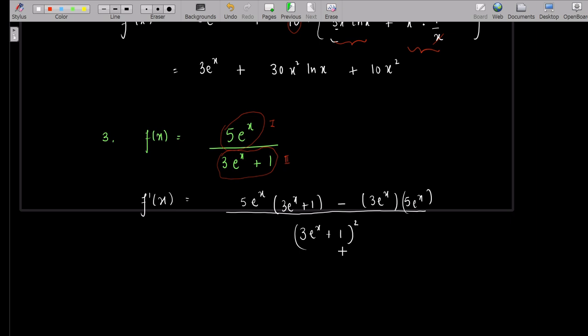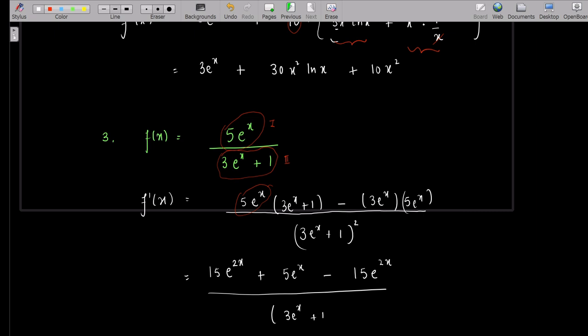Now you just have to do basic algebra to simplify the terms, right? If you do this part correctly, then your question will be right, unless you make a calculation mistake later. But now you just have to simplify the terms, so you can distribute this inside. So this will be 15 e raised to 2x, exponents will get added, x plus x becomes 2x, plus this times 1 will be 5 e raised to x, minus, what will be this, Anika? Would that be just 15e2x? Yes, it will be the same thing, 15 e raised to 2x over, this one you can keep as it is, 3 e raised to x plus 1 whole square.